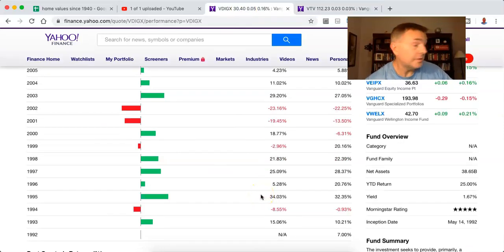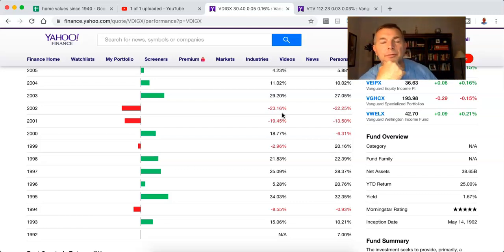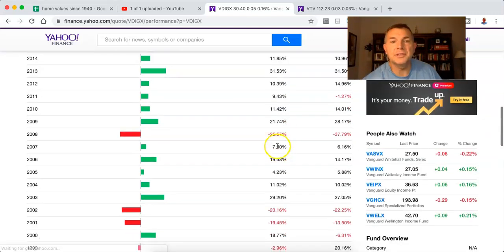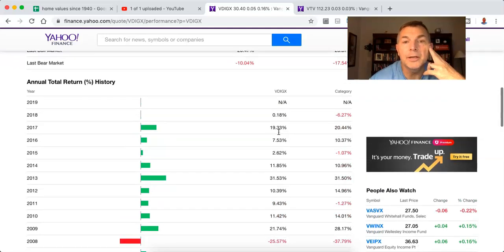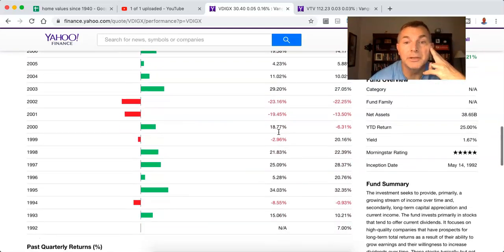But watch this. Remember 2000, 2001, and 2002. What did the S&P 500 do? The S&P 500 was down 9 in 2000. It was down 11 to 12% in 2001. It was down 22% in 2002. Watch this. VDIGX was up 18.7% in 2000. Down 19% in 2001, so it got smoked relative to the S&P 500 in 2001, and it was roughly with the S&P 500 in 2002. But in 2000, it was up 18%, while the S&P 500 was down 9. And yet in 2008, it was down 25, where the S&P 500 was down 37. I find that to be very, very attractive. Actually, that's a big deal to me.